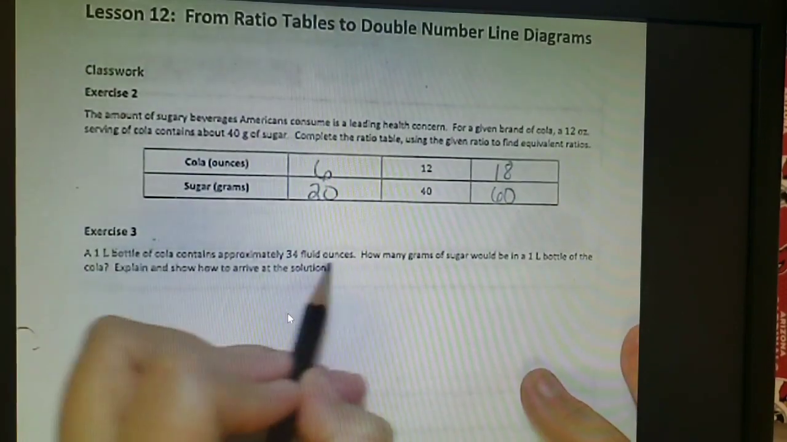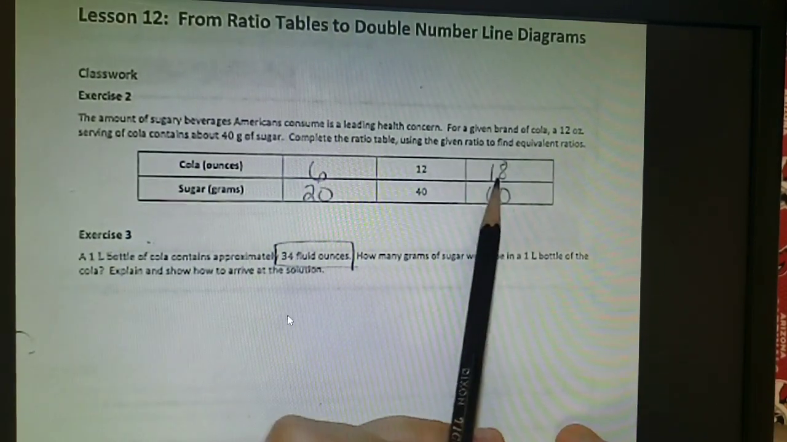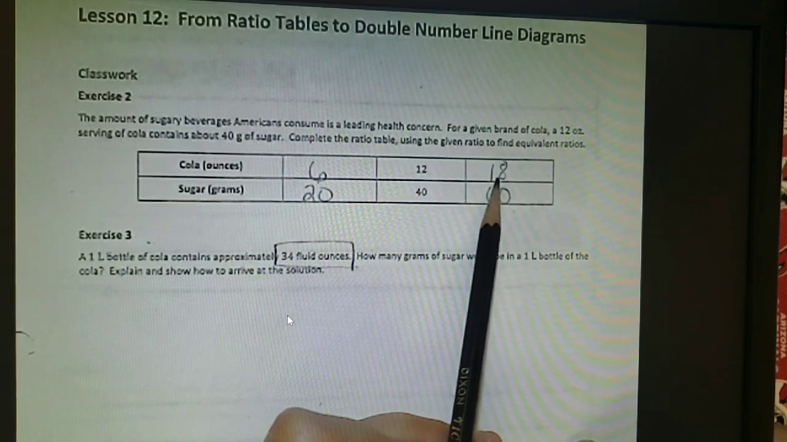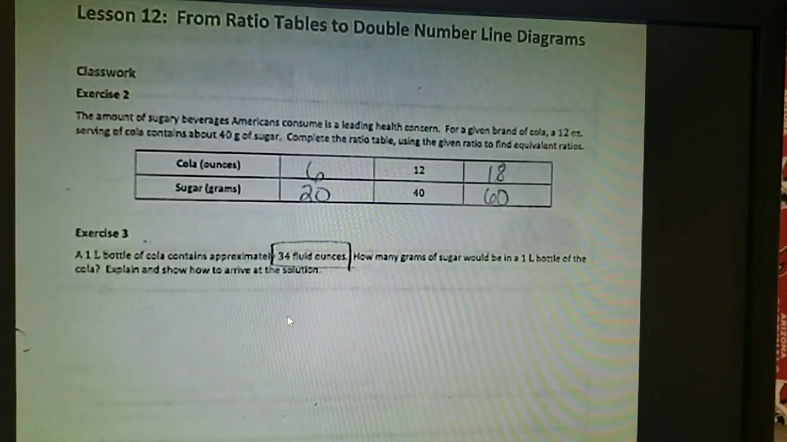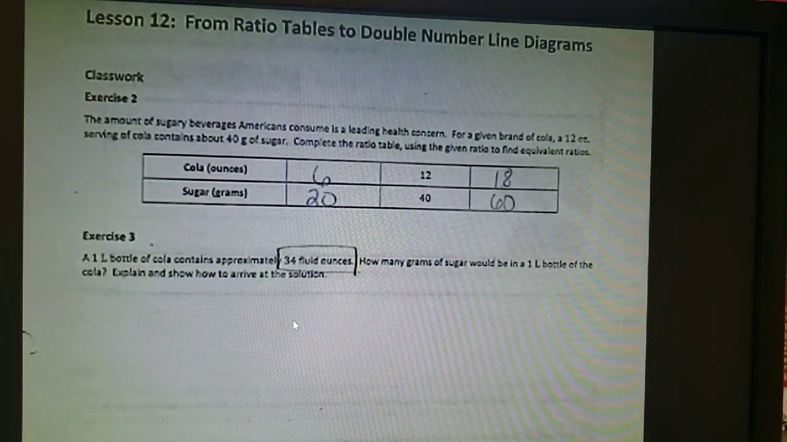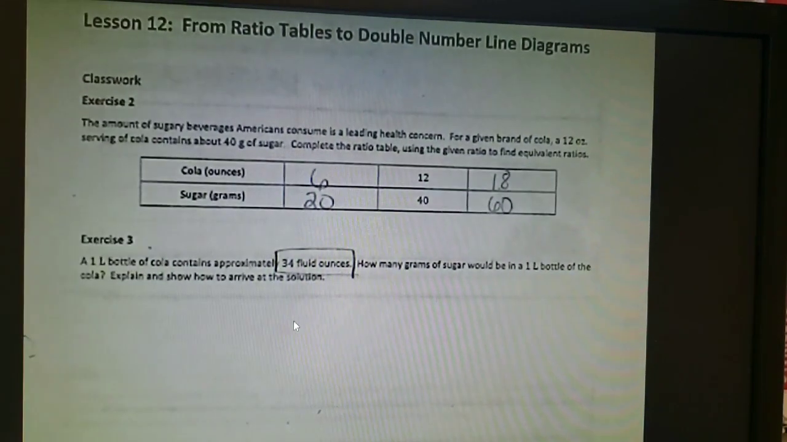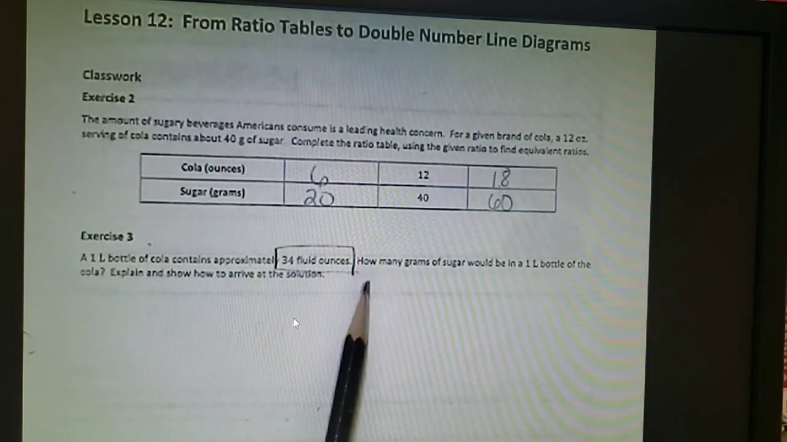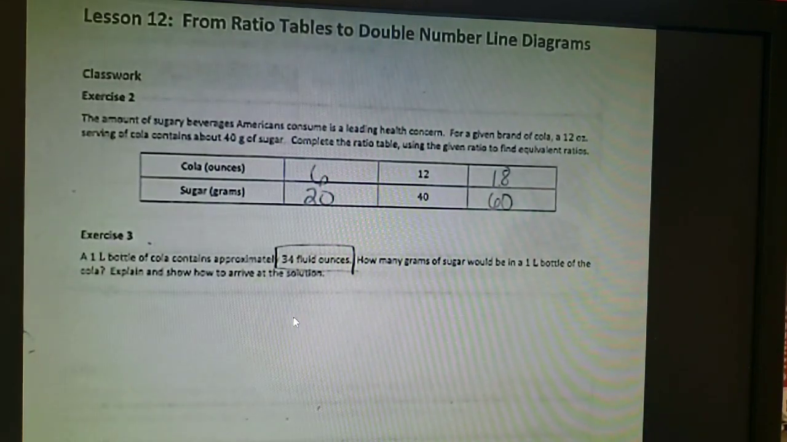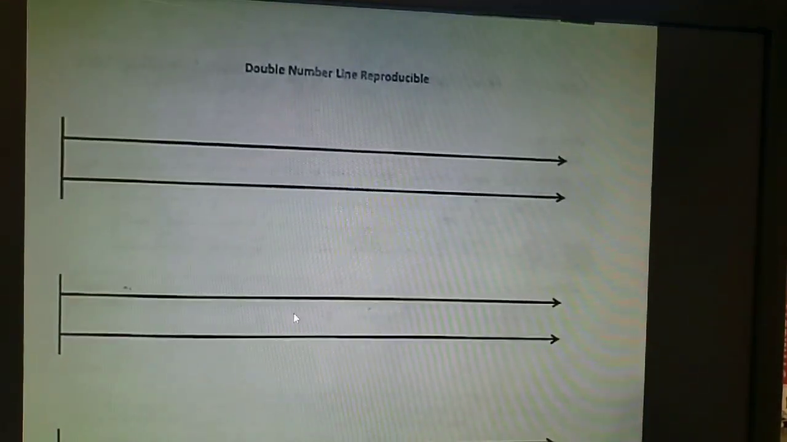34 fluid ounces. Okay, and if I went to go look at my table, I don't have 34 on here. I'm also not ever going to get to 34 if I increase my table proportionally. All right. My next number is 24, and then I get 30, and then I'm going to get 36. So I can't find 34 within the table if I used a ratio table and increased proportionally. So we want to know how many grams would be in that 1 liter. Okay. So what we use is we use the double number line.